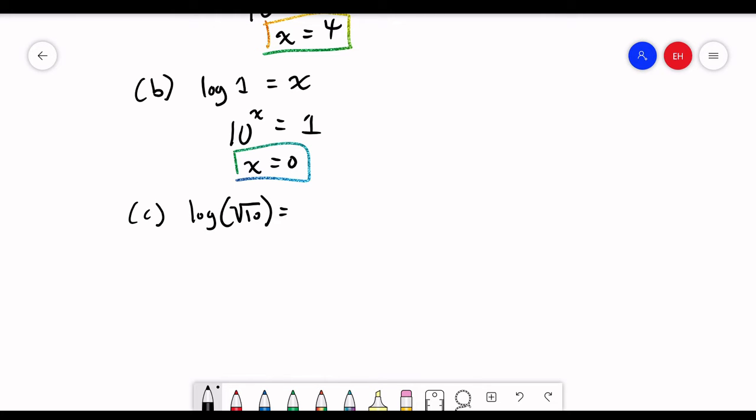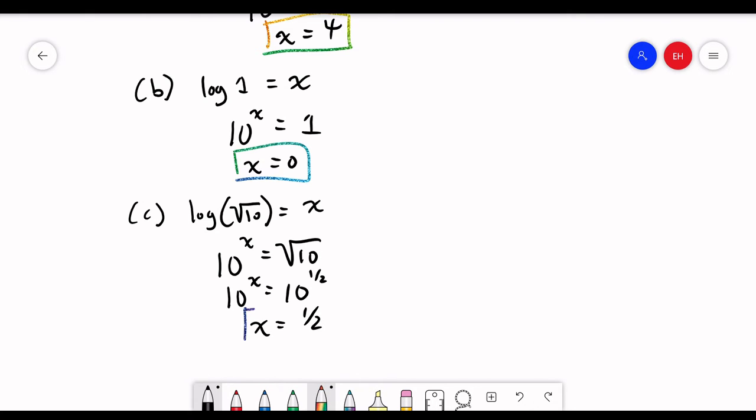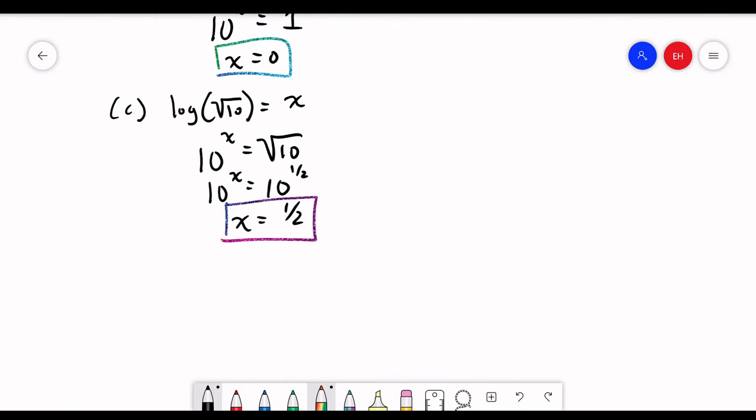All right, another example, log of root 10 equals x. We've got to find x. Again, we're going to transform. 10 to, the log is the exponent, so x goes in the exponent spot, equals root 10. And with some thought, we see that root 10 is just 10 to the 1/2 power, so that power of x has to be 1/2.